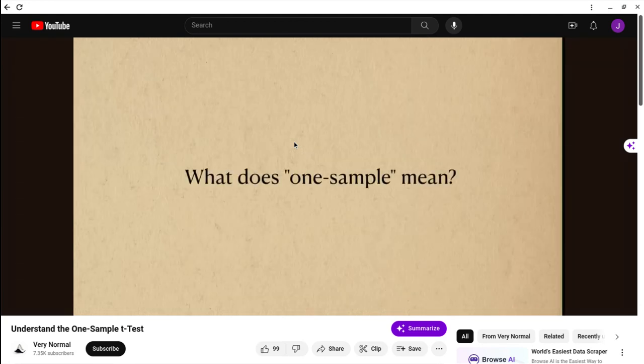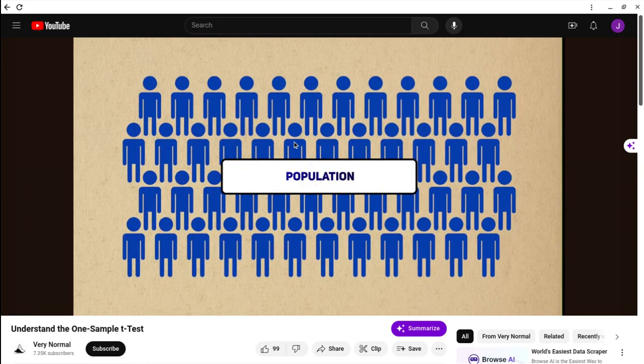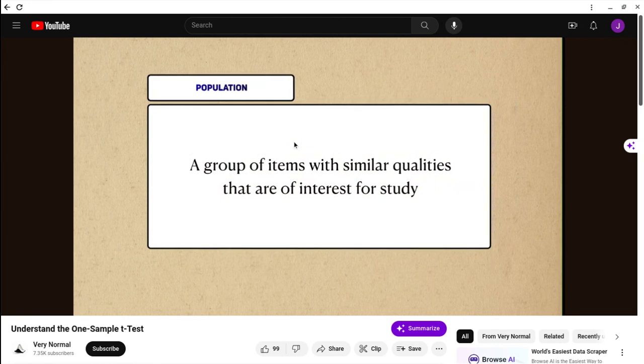Before we can understand the phrase one sample, we have to understand what a population is. In statistics, the word population has a very specific meaning. It is a group of items with similar qualities that we're interested in studying.